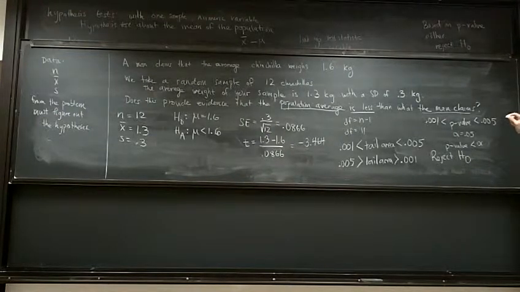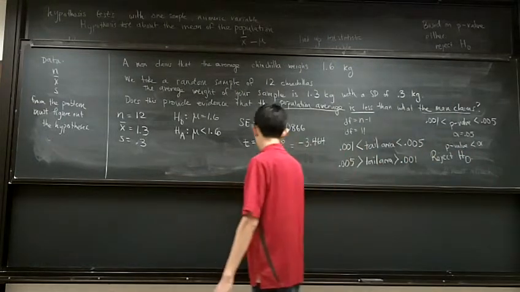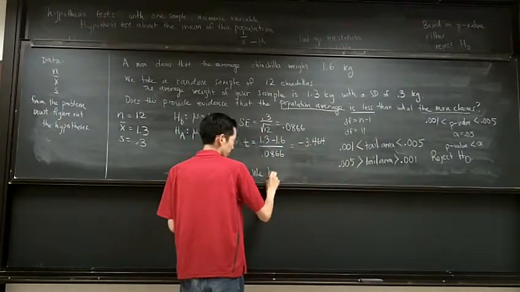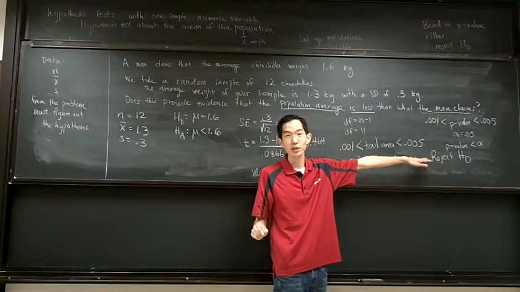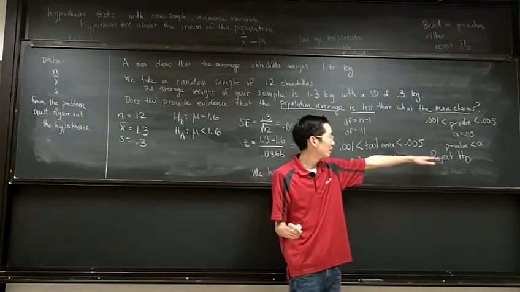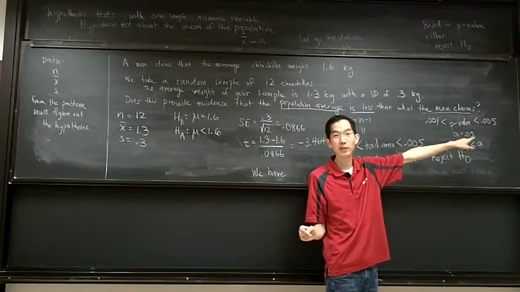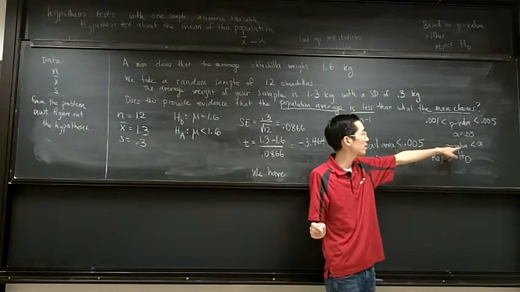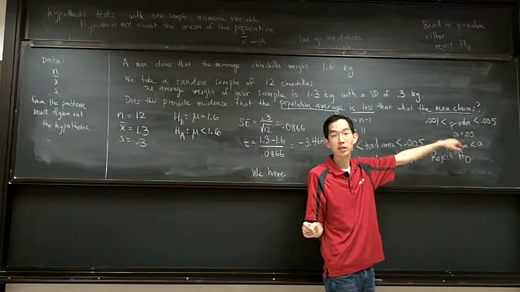And so what is the conclusion that we make? We say we have evidence. Everyone's okay that we're rejecting the null? No, we're not okay. What part are we not okay about? My p-value is between 0.001 and 0.005. Is that less than alpha? Yes. Alpha is 5%.